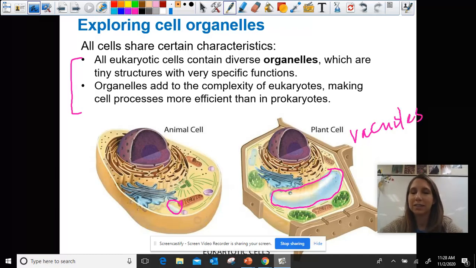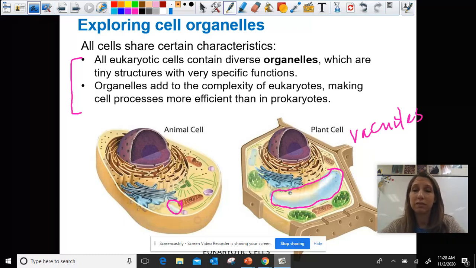But in plants, its main job is to hold a lot of water, and in animal cells, we just don't need to be able to do that. So that's why ours are reduced in size. In general, these organelles add to the complexity of eukaryotes, making the processes that we do in our cells much more efficient than what we see happening in prokaryotes, which are just kind of doing everything out in the cytoplasm together.